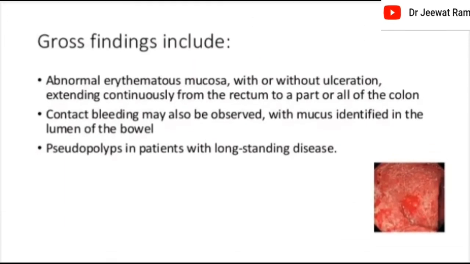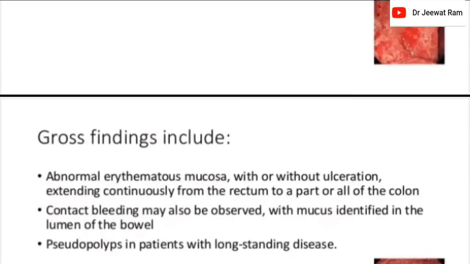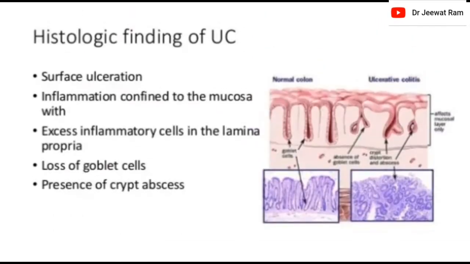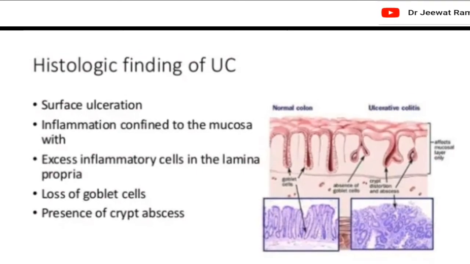Gross findings include abnormal edematous mucosa with or without ulceration, extending continuously from the rectum to a part or all of the colon. Contact bleeding may also be observed, with mucus identified in the lumen of the bowel. Pseudopolyps in patients with long-standing disease. Histologic findings of ulcerative colitis: surface ulceration, inflammation confined to the mucosa with excess inflammatory cells in the lamina propria, loss of goblet cells, presence of crypt abscess.